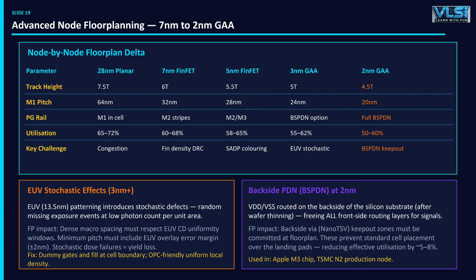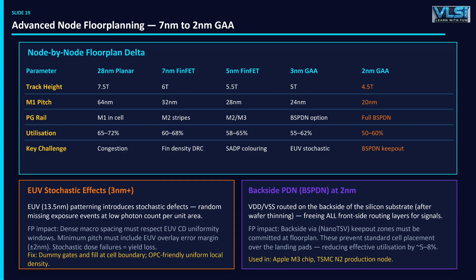Now let's move into advanced nodes. This is where things get extremely difficult. Imagine building in a crowded city. Space is limited, rules are strict, precision is everything. That's what happens at 7 nm, 5 nm, 3 nm, even 2 nm. Routing tracks become smaller, spacing rules become tighter, variability increases.